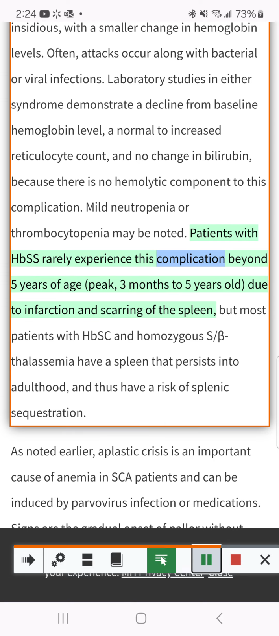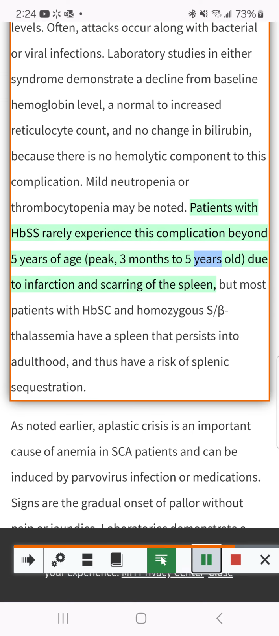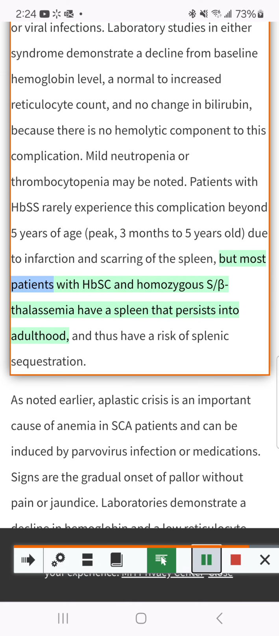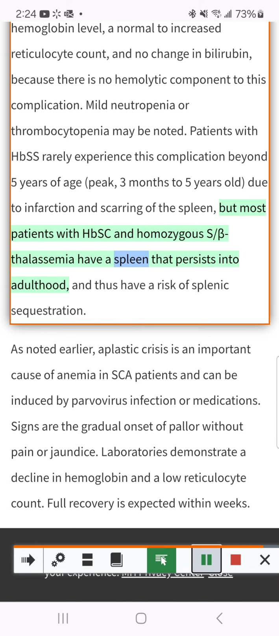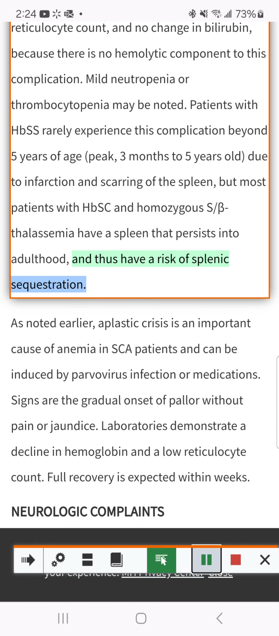Patients with HbSS rarely experience this complication beyond 5 years of age, with a peak from 3 months to 5 years old, due to infarction and scarring of the spleen, but most patients with HbSC and homozygous S-beta thalassemia have a spleen that persists into adulthood, and thus have a risk of splenic sequestration.